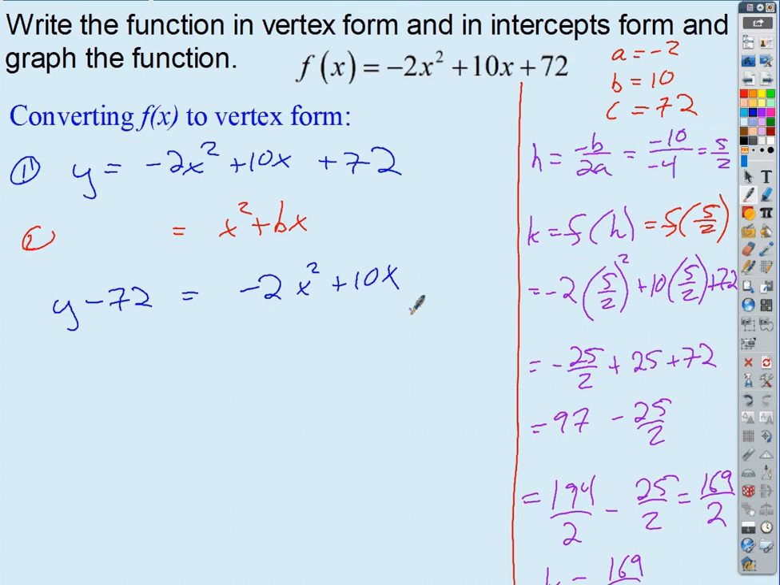Okay, well now I've got it. What's wrong with that? I'm still not in the form x squared plus bx. I've got that negative 2. I have to divide both sides by negative 2 because I have to get just a plain old x squared, right? So I'm going to divide each side through by negative 2. Okay? So where does that leave us?